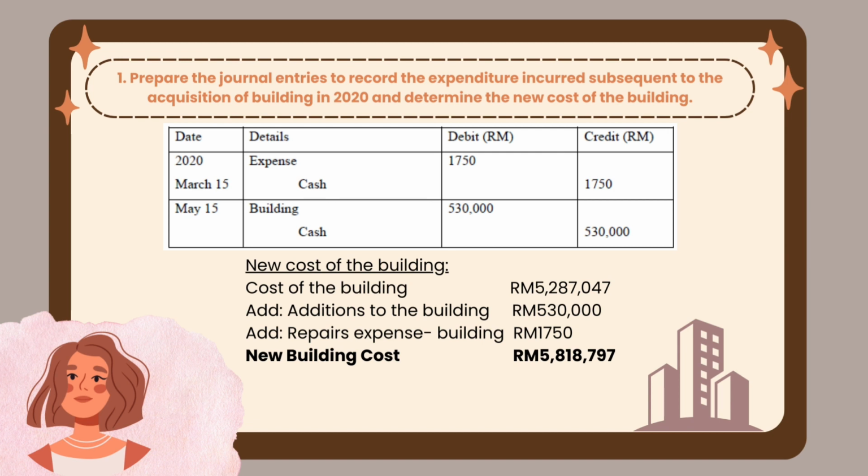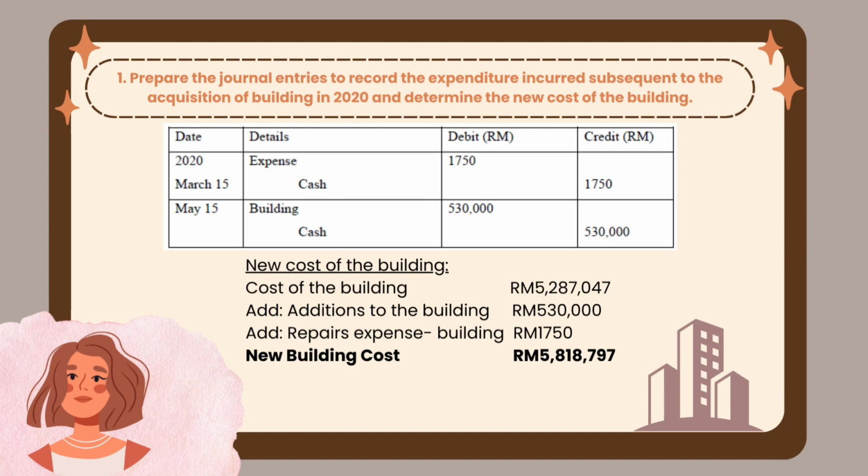A2280901. Today, I will talk about our case study, starting with question number 1. Prepare the journal entries to record the expenditure incurred subsequent to the acquisition of building in 2020 and determine the new cost of the building. The journal entries are: on 2020 March 15, expense is debited while cash is credited with the amount of 1,750 ringgit. On May 15, building is debit, cash is credit with the amount of 530,000 ringgit.